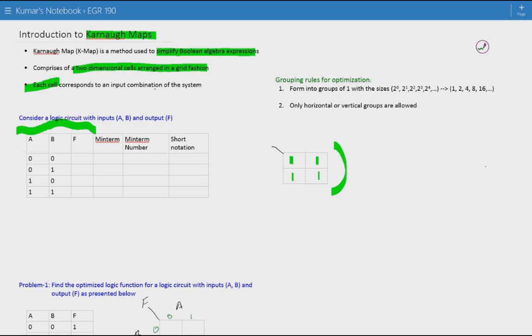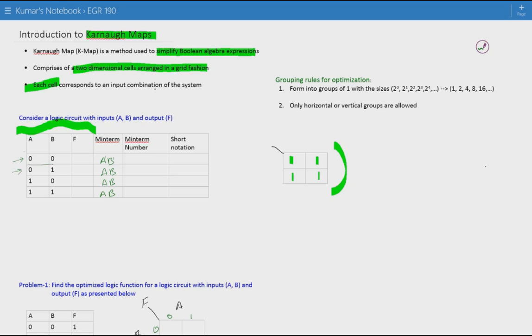So let's write this down. Every minterm is going to have all the inputs, A and B, in its true or complement form. So how do we write a minterm? If the input is 0, put a bar over the input. If it is not 0, just leave it as the true form. A is 0, so I put a bar. And here B is 0, so I put a bar here. So the minterm for 0 0 is A bar B bar.